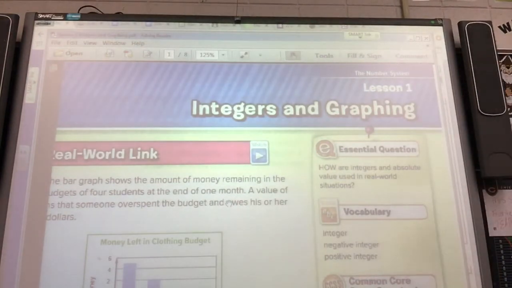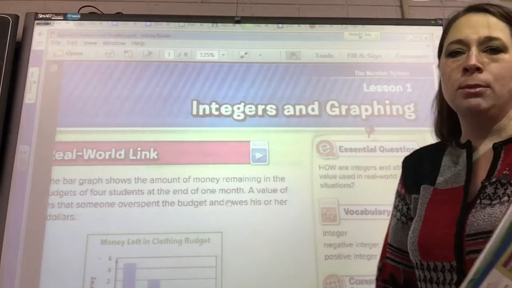Today we are going to be working on integers and graphing. This is lesson 1 of chapter 5 in Glencoe. If you have that book, it is page 345. So if you are not there, you're going to want to get there. We are starting this brand new unit, and I love integers. Integers, numbers, positive numbers, negative numbers.